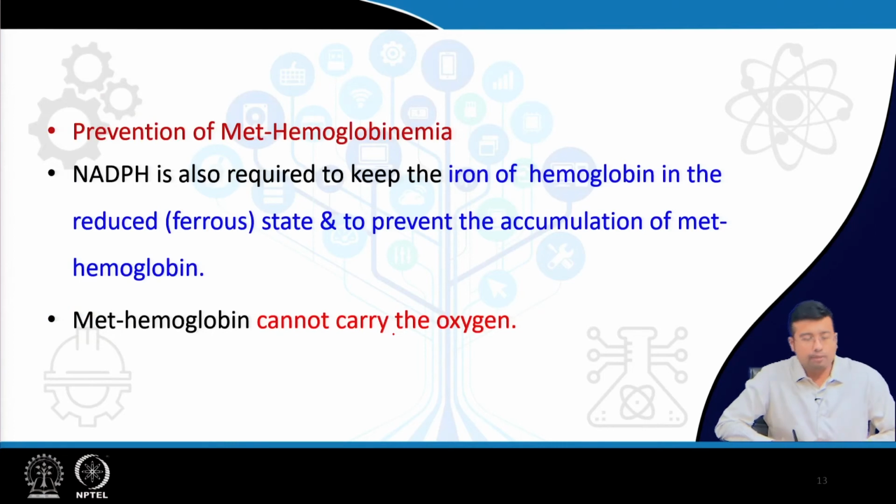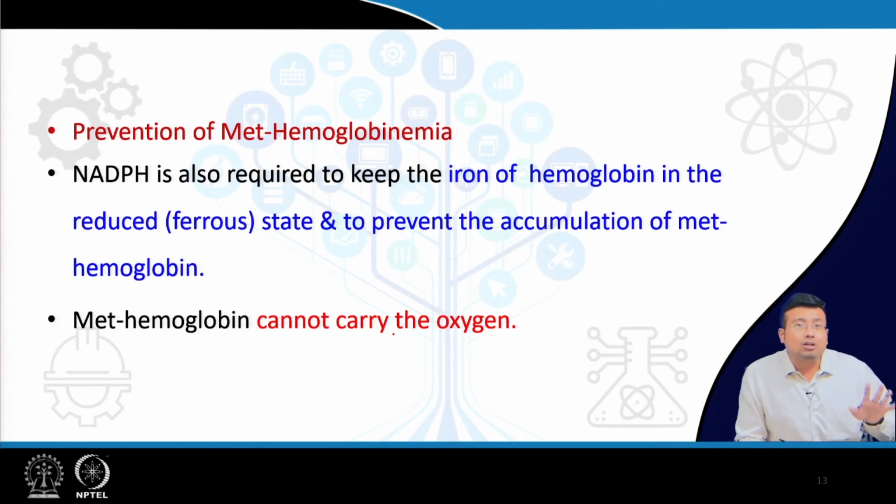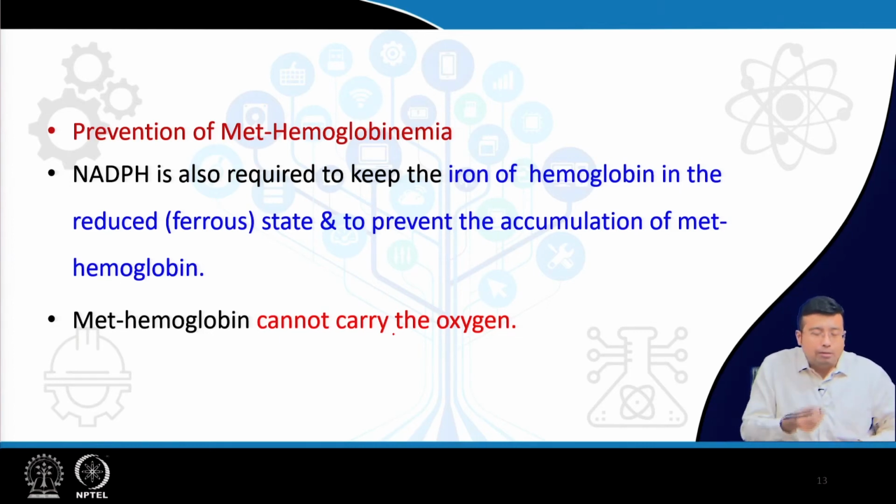The next importance of NADPH, mind it, we are discussing the role of NADPH. I hope you are there with me. NADPH is also important in the prevention of methemoglobinemia, right? What is methemoglobin? Methemoglobin is the oxidized form of hemoglobin. Remember, hemoglobin, the pigment in RBC that carries oxygen, is in the ferrous form, Fe2 plus.